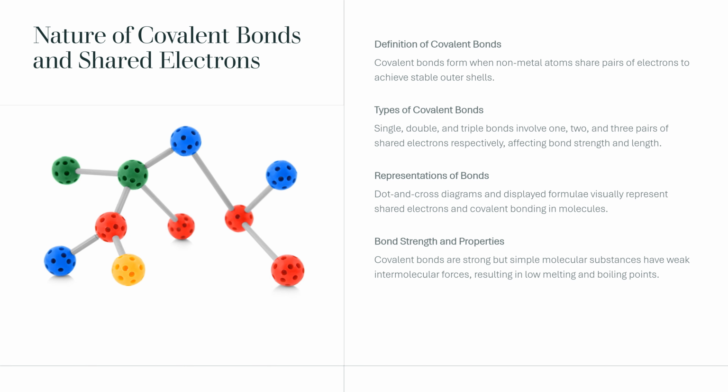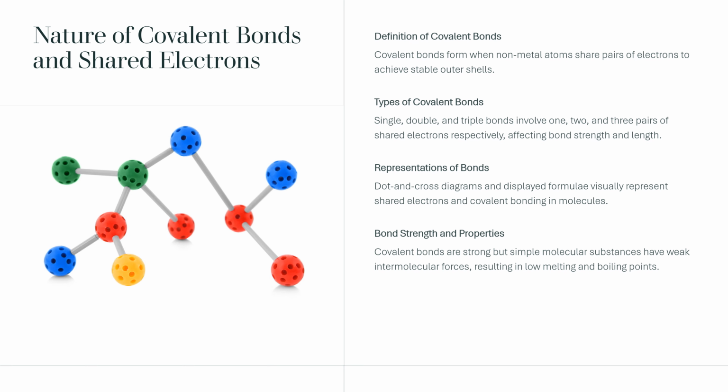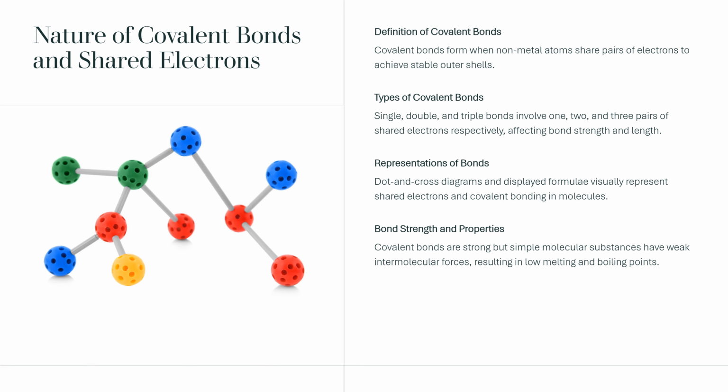In this type of bonding, atoms share electrons in order to achieve a full outer shell and a more stable electron configuration. A single bond involves one shared pair of electrons, as seen in H2 or Cl2. A double bond involves two shared pairs, as in O2, while a triple bond involves three shared pairs, as in N2. As the number of shared electron pairs increases, bond length decreases and bond strength increases.